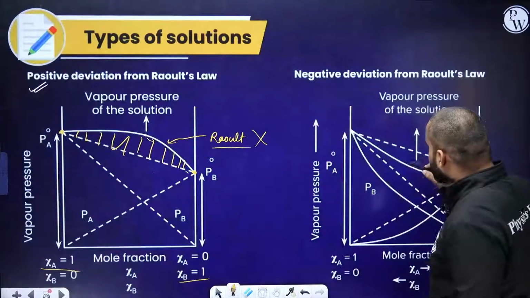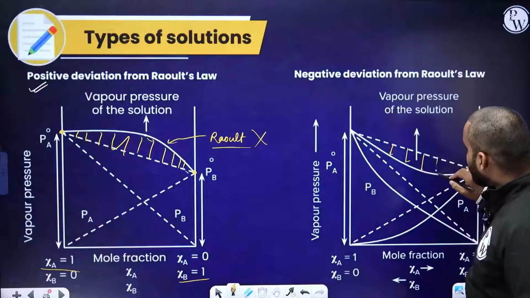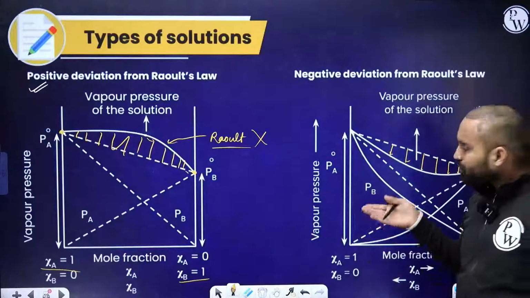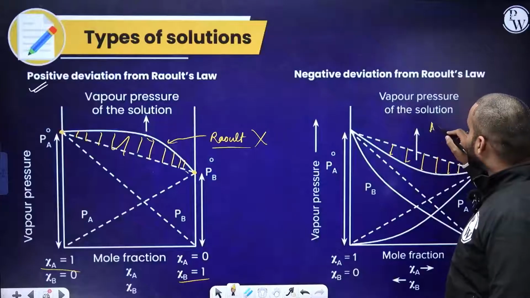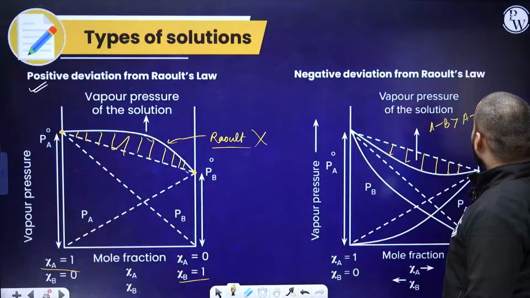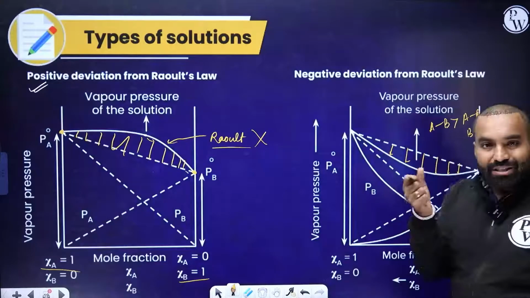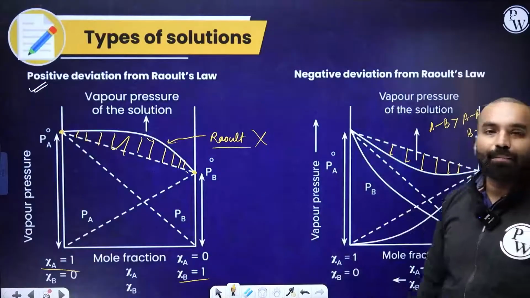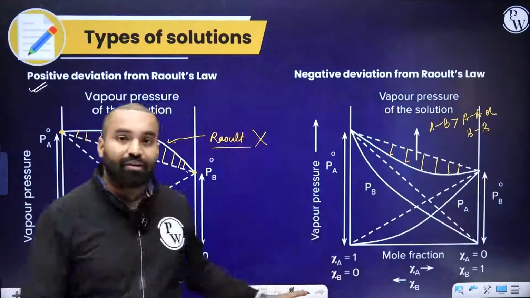But if you observe lower vapor pressure, what happens now? Now the vapor pressure is lower due to the stronger interaction between A and B than either AA or BB. A and B have a stronger interaction. You need to provide more energy to break them. Understood? All right. Is this positive and negative deviation graph clear, everybody?